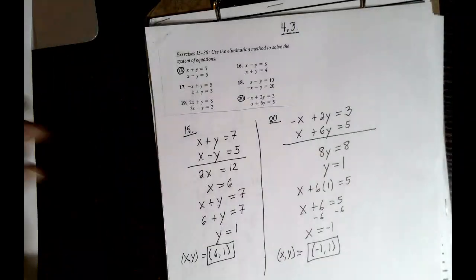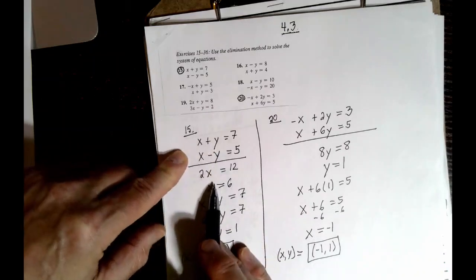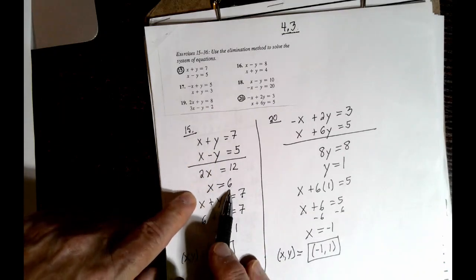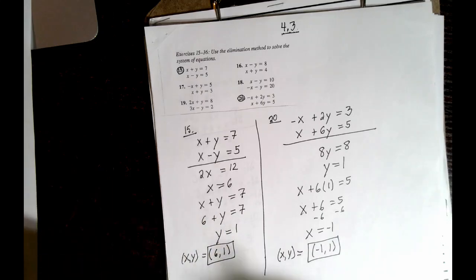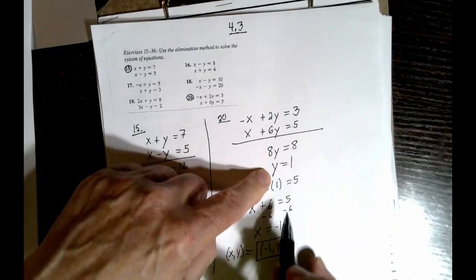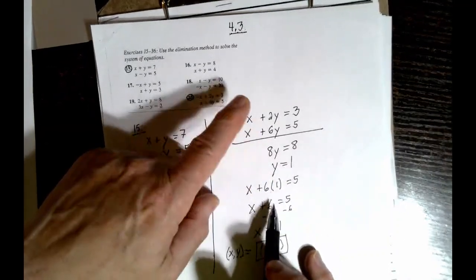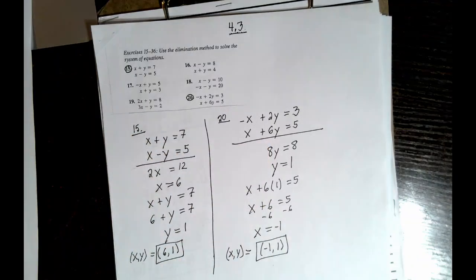All right. So question 15, it's already lined up nicely, so you just add them and your y's go away, and you can nail down what x is. And now plug in 6 for x and you figure out what y is. And same thing here, you add these and your x's go away and you know what y is now. You plug that into the second equation for y and you know what x is now.